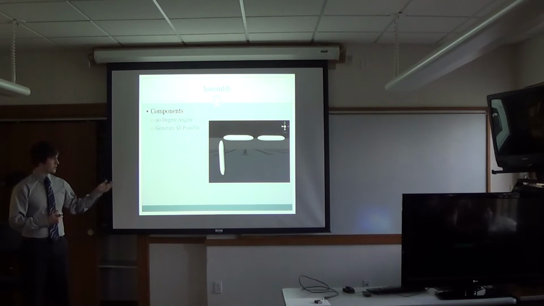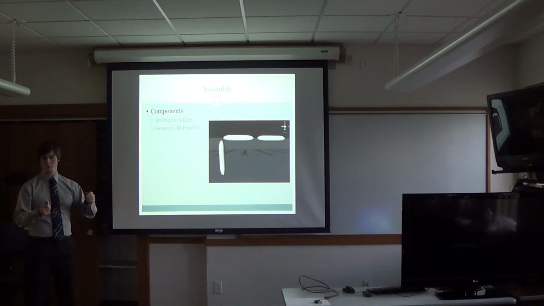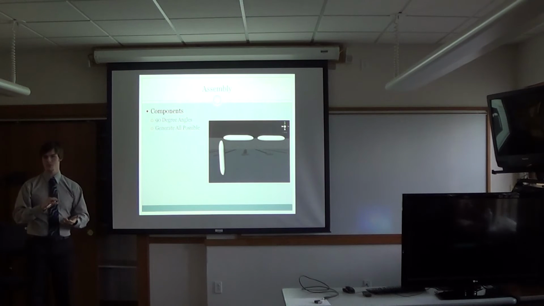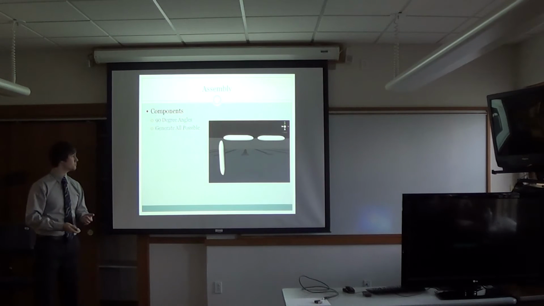Alright, so assembly: how am I putting these things together? We have the components, of course, that make a functional unit, and what I'm doing is taking 3 components and connecting them at 90-degree angles, and I create every single permutation of those. So I create this huge library of functional units for me to use. I can just pick from the library to select a few to make a robot.